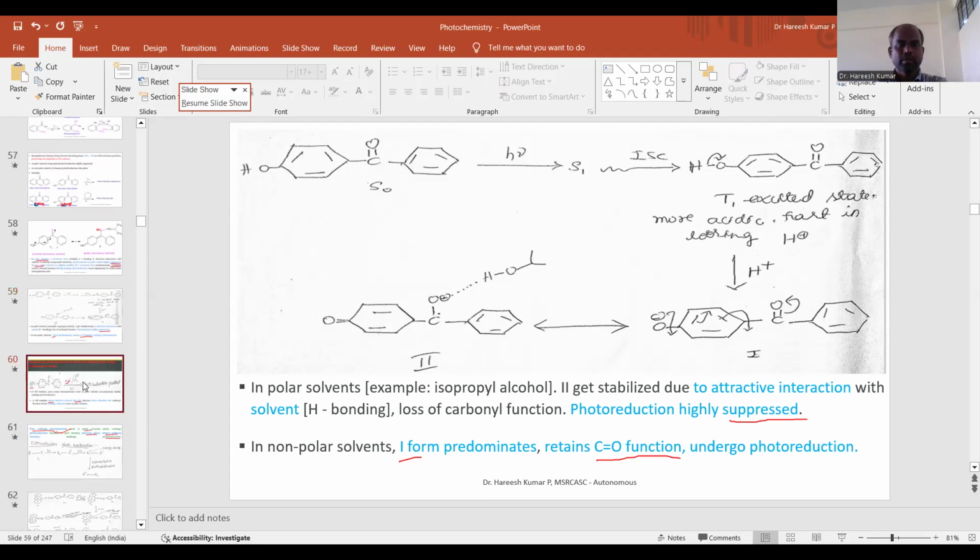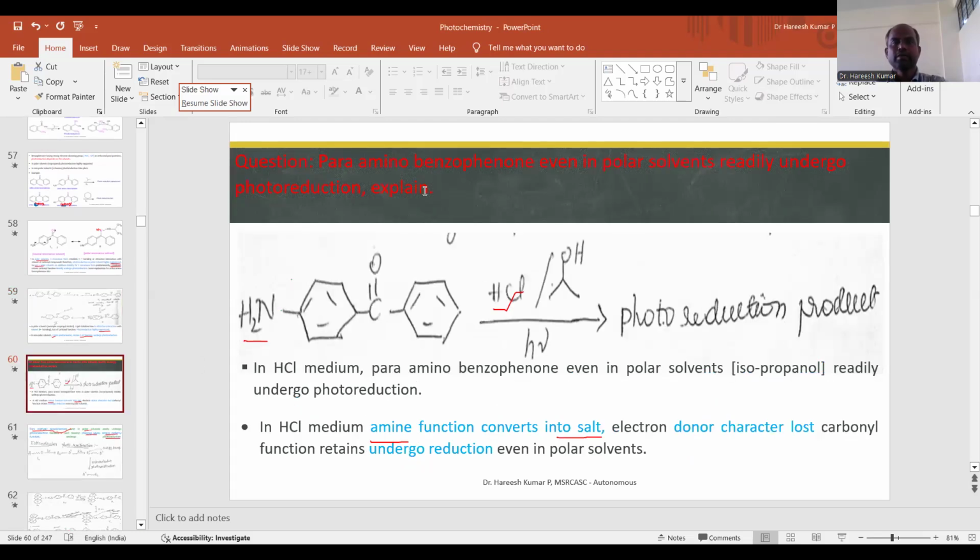So here, I'm taking one question. Para-aminobenzophenone, even in polar solvents, readily undergoes photoreduction. Explain. This is because, as you know, in HCl it converts the amino group into an ammonium salt. What it means is that the electron donating nature of the amine is removed. Then the carbonyl nature is retained. So in such a case, it favors the photoreduction.